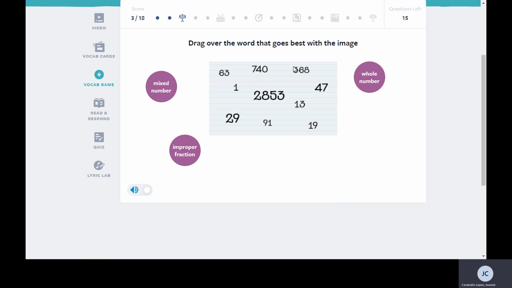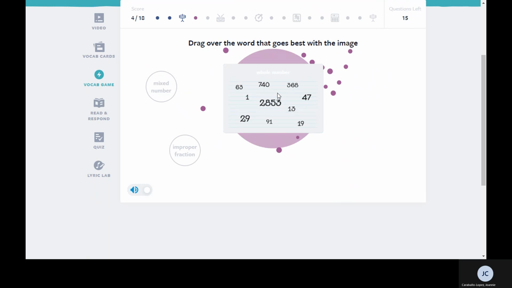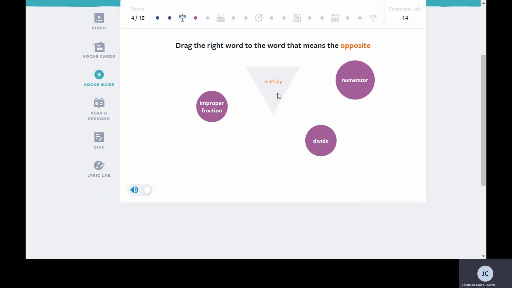All right, come on. Somebody else, come on. De este grupo, let's go. Drag over the word that goes best with the image. Excellent. Alguien de allá que no haya ido todavía. Drag the right word to the word that means the opposite. What is the opposite of multiplication? ¿Cuál es lo opuesto de multiplicación? Fracción impropia, numerador o división. Les toca a ellos. Vamos, escoge uno. ¿Qué es lo opuesto de multiplicación, amigo?